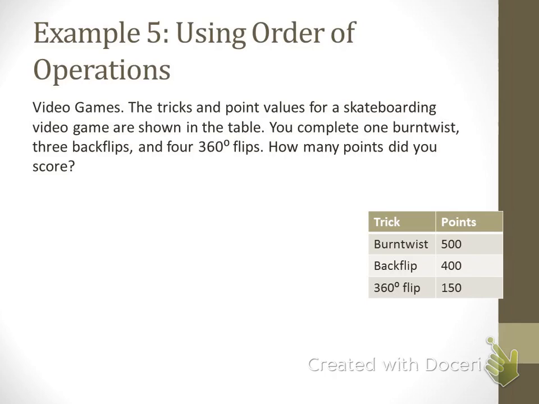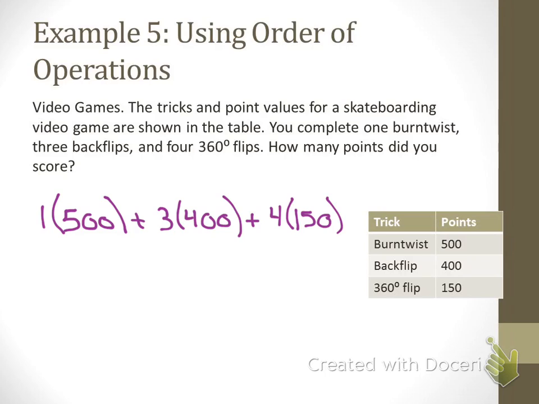Okay, so what I need to do, guys, pay attention. How many burn twists did I do? 1, so it's 500. So 1 times 500 because I did 1. How many backflips? 3, so 3 times 400. Do you see why I multiply by 3? And then how many 360 flips? 4. So 4 times 150. Okay, I multiply each cluster now.